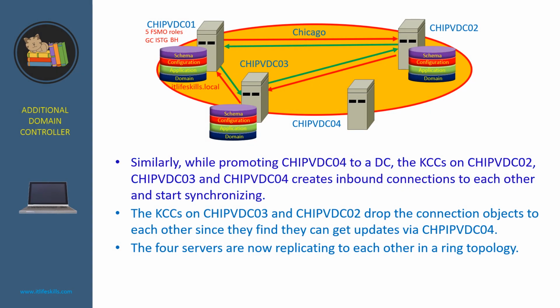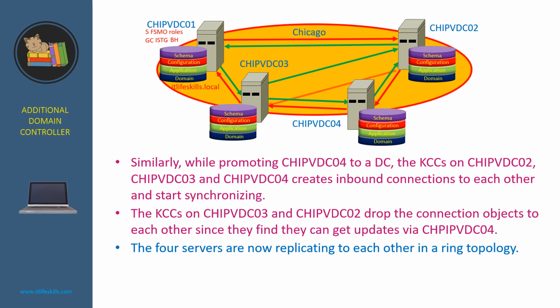Similarly, while promoting CPVDC04 to a domain controller, the KCCs on CPVDC02 and CPVDC03 and CPVDC04 create inbound connections to each other and start synchronizing. The KCCs on CPVDC03 and CPVDC02 drop the connection objects to each other since they find they can get updates via CPVDC04. The four servers are now replicating to each other in a ring topology.